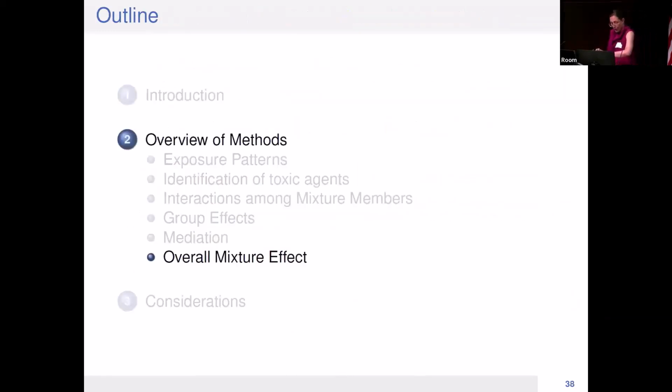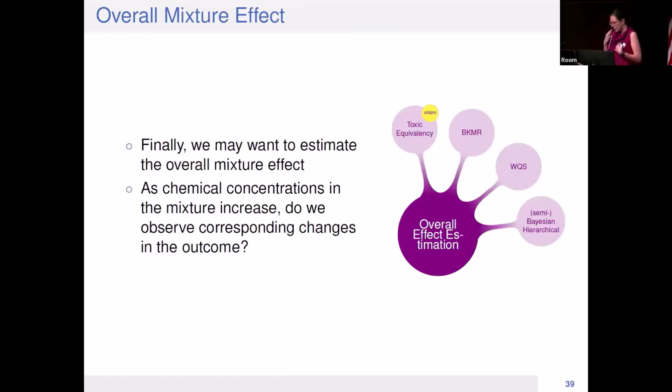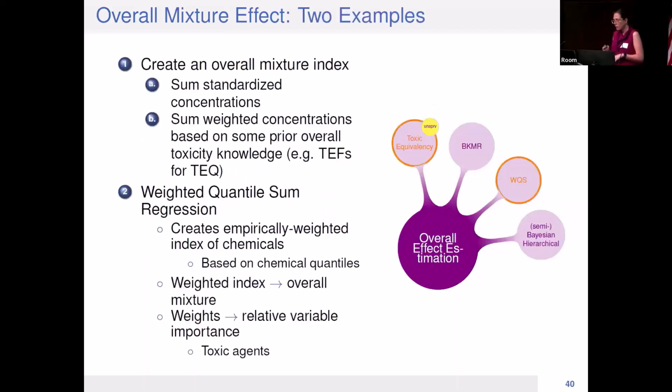Finally, overall mixture effect, and I need to speed up. We may want to estimate the overall mixture effect of a mixture. That is, as chemical concentrations in my mixture increase, do we observe corresponding changes in the outcome? If everything goes up, yes. So I'm going to give 2 examples for this, one unsupervised and one supervised. The unsupervised one is we can create an overall mixture index independently of the outcome.